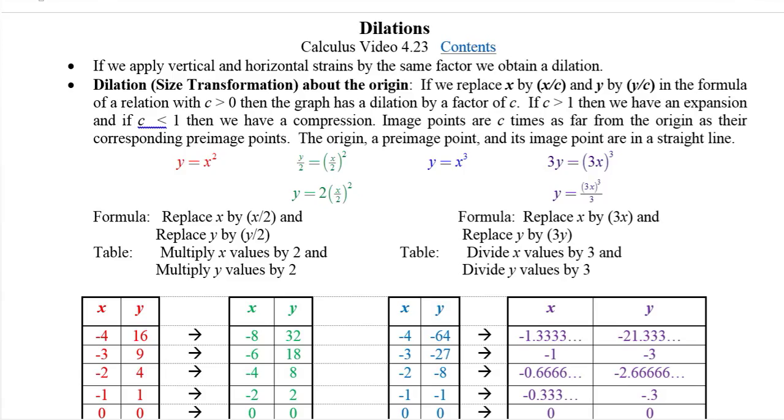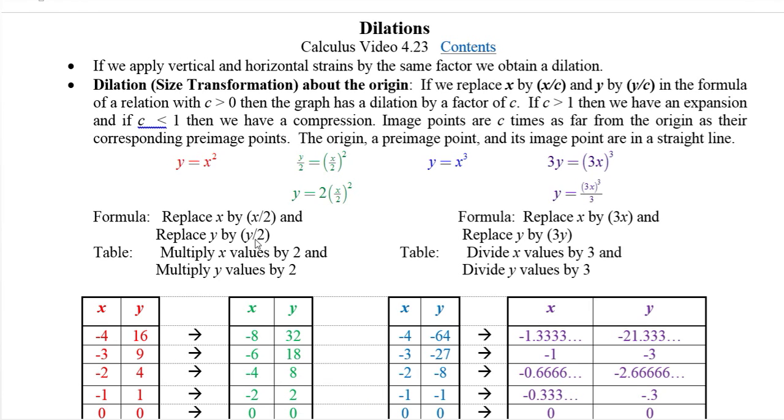A dilation will preserve angles, but not distances. One particular type of dilation, a size transformation about the origin, is particularly easy to do. If we replace x by x divided by c and y by y divided by c, with the same positive c, then we get what we call a dilation by factor c. Of course, if c is 1, nothing changes. But if c is bigger than 1, we get a stretch to a bigger figure. And if c is less than 1, we get a compression to a smaller figure.